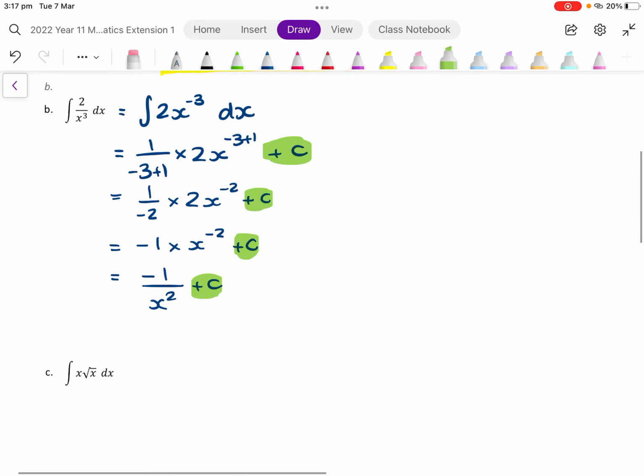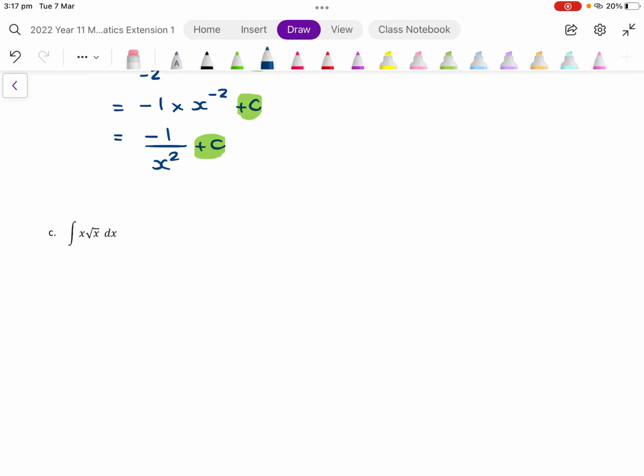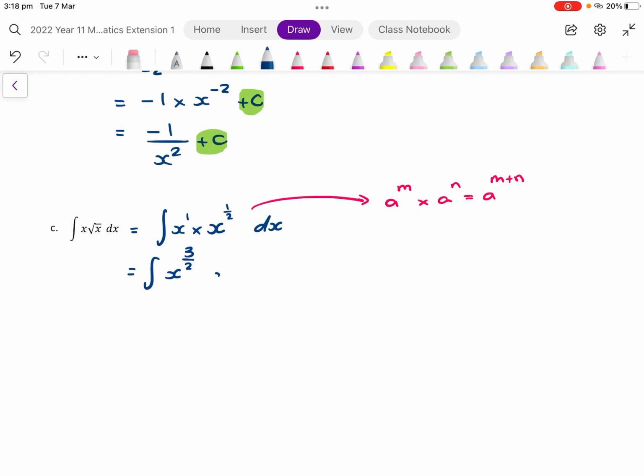Our next example, we have the integral of x root x dx. So we want to get rid of this square root and write it with indices. So this is x times, now instead of writing root x, it is x to the power of a half, and we can write our first x to have a power of 1. So using our index law, a to the power of m times a to the power of n, we need to add our powers together. So we'll have x to the power of 3 on 2 dx.